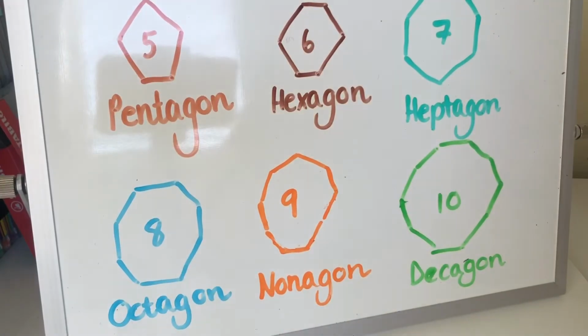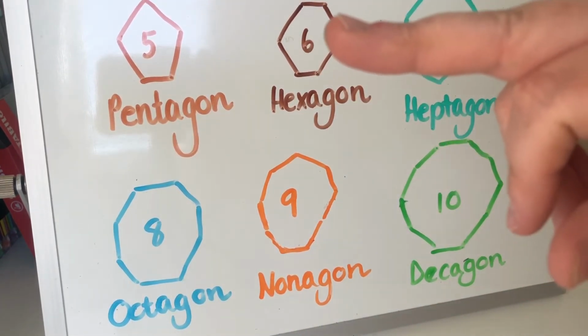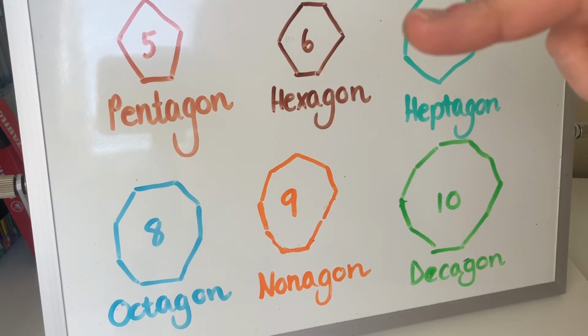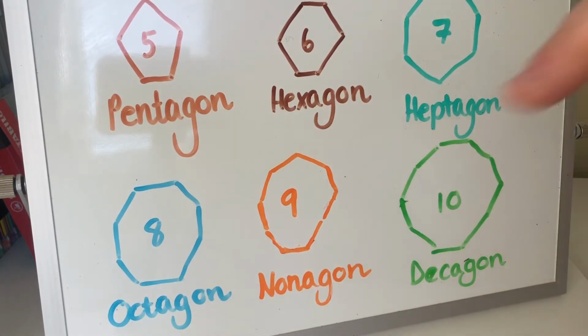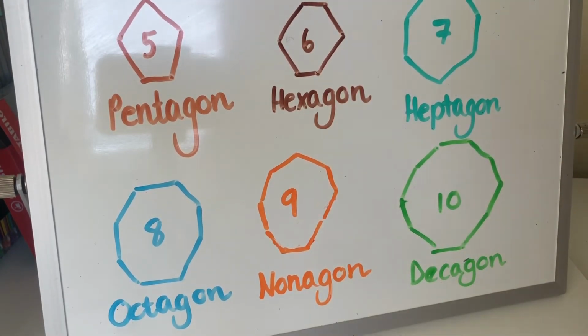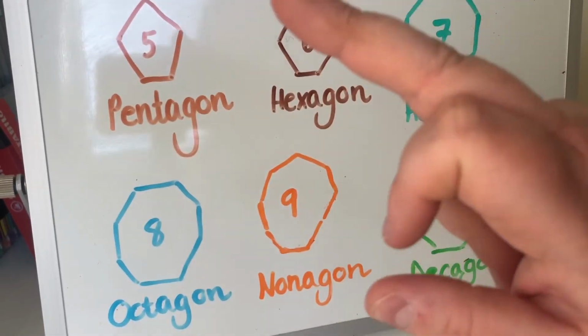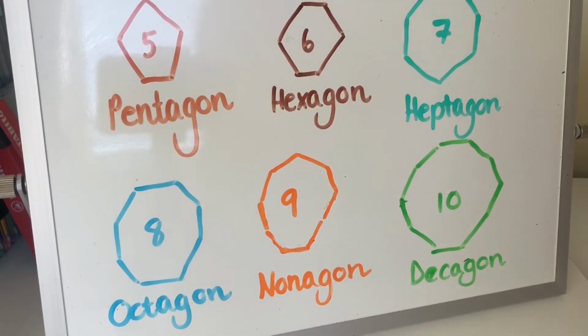Pupils will also be familiar with shapes that have more than four sides. For example, five-sided shapes, which are pentagons, six-sided, which are hexagons, seven-sided heptagons, eight-sided octagons, nine-sided nonagons, and 10-sided decagons. Forgive some of my sketches there, please. Not only are they five-sided, but they also have the same amount of corners. So 5 corners for a pentagon, 6 corners for a hexagon, and so on.